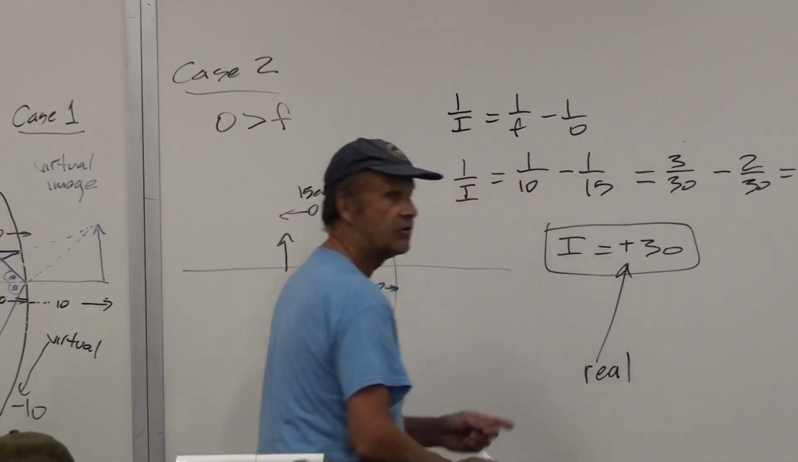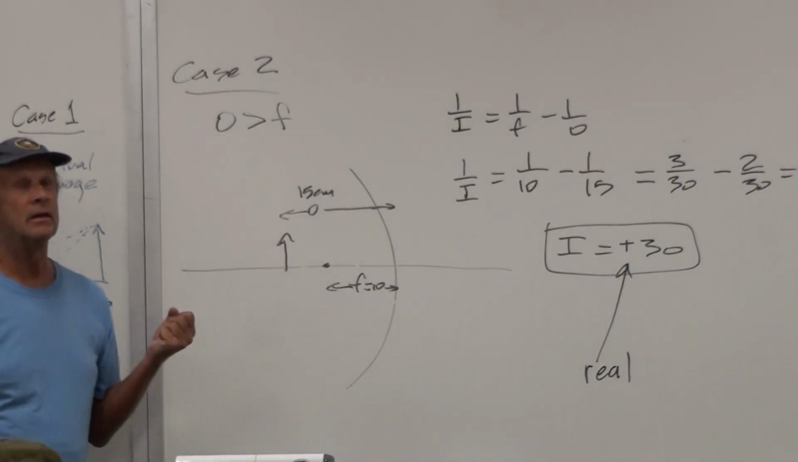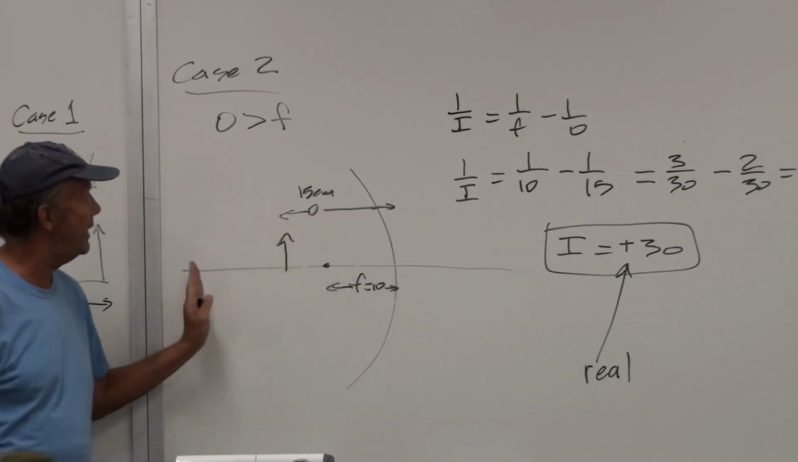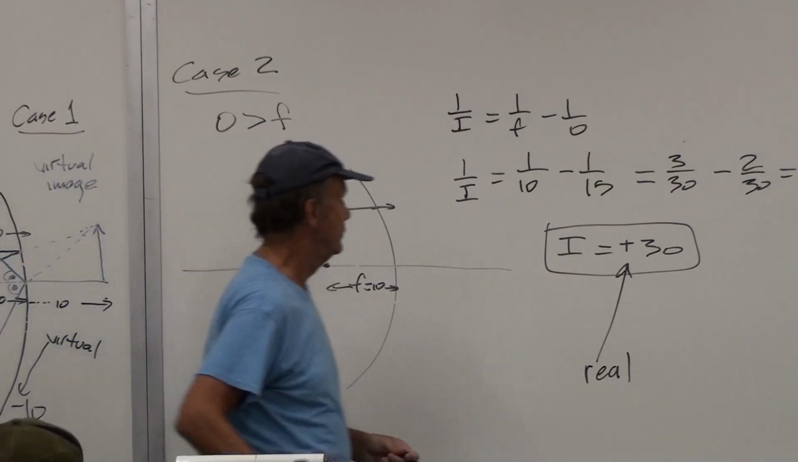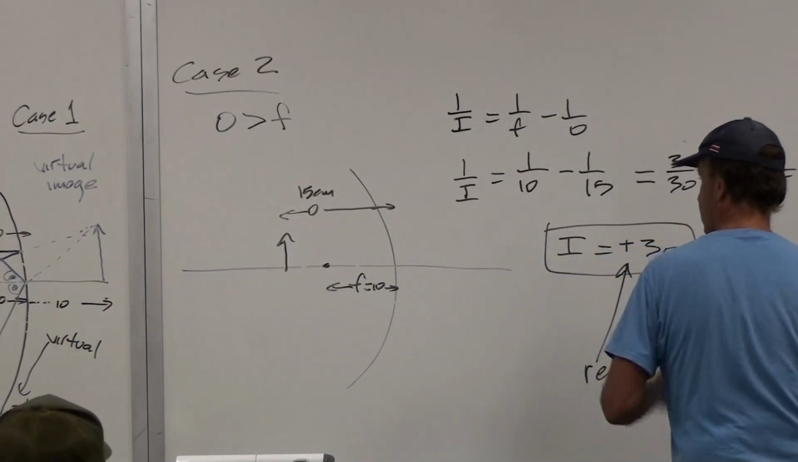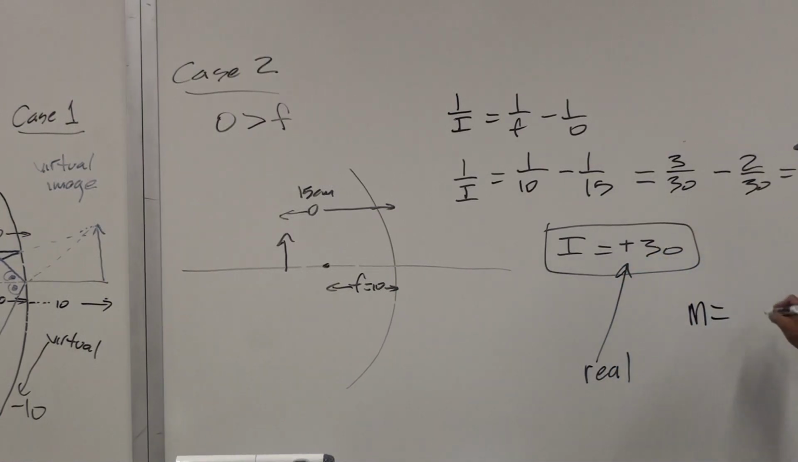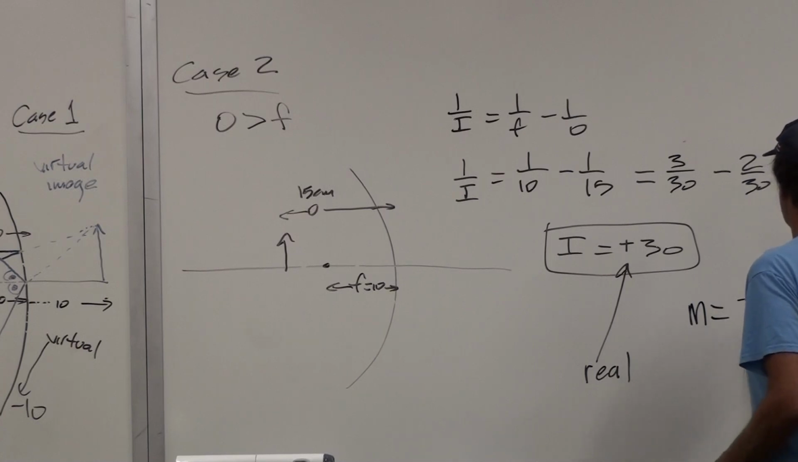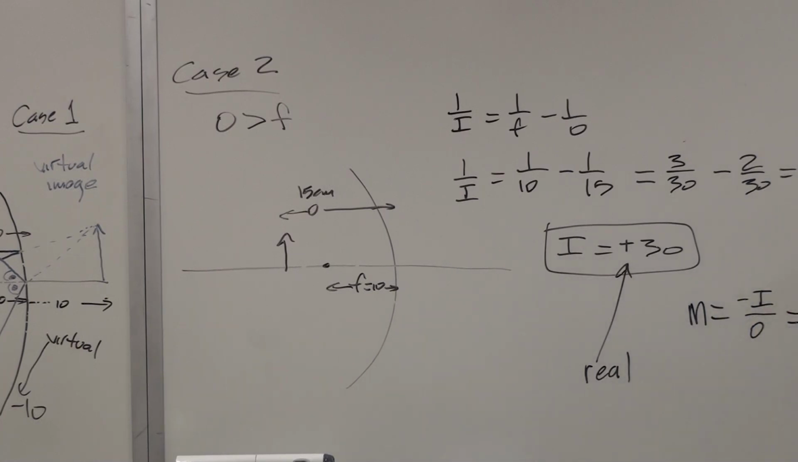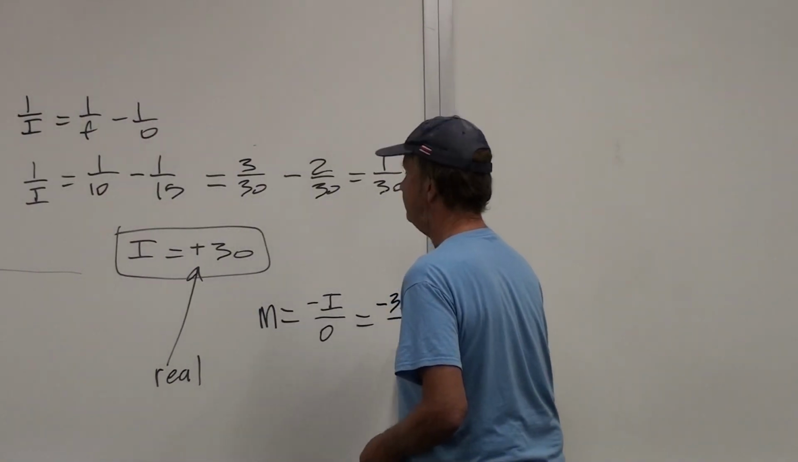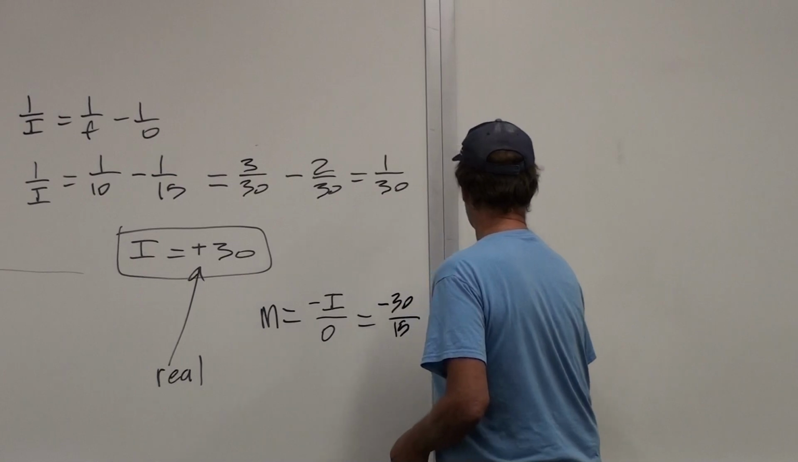That means that you could put a screen there and project the light source onto the screen. Okay, so how would I, and let's do the magnification while we're at it. Magnification is minus I over O. So in this case, we're going to get an inverted image. You see here that the magnification will be negative. What a negative means is that the image is flipped upside down. This would be minus 30 divided by 15, or minus 2.